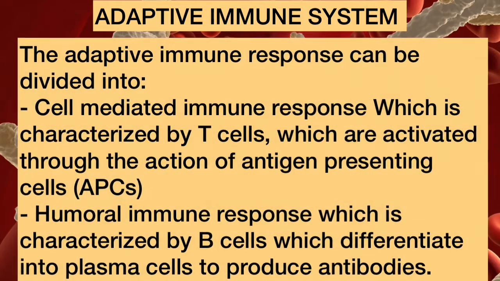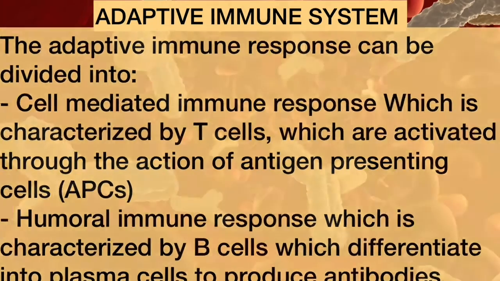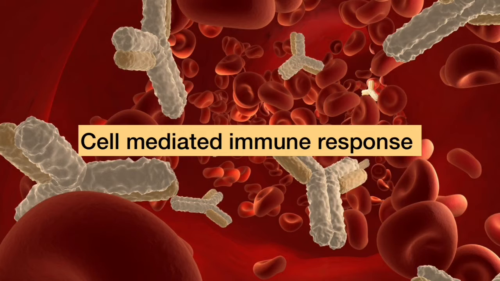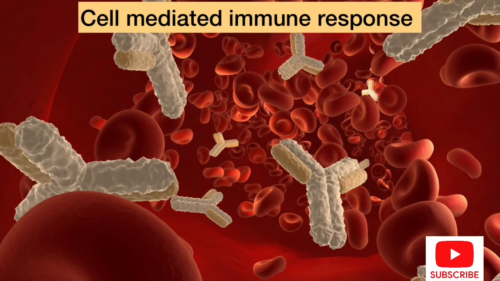The adaptive immune response can be divided into the cell-mediated immune response, which is characterized by T cells, which are activated through the action of antigen-presenting cells, and humoral immune response, which is characterized by B cells, which differentiate into plasma cells to produce antibodies. Let's take a look at the cell-mediated immune response.